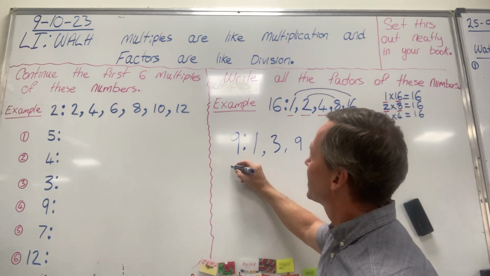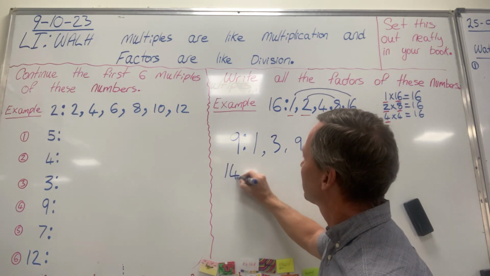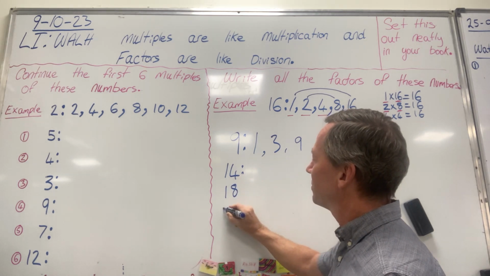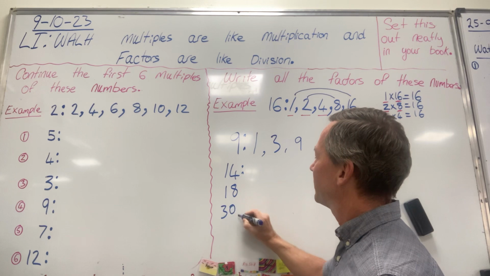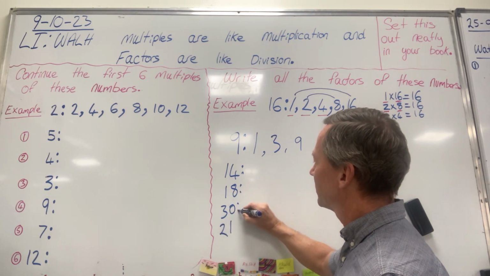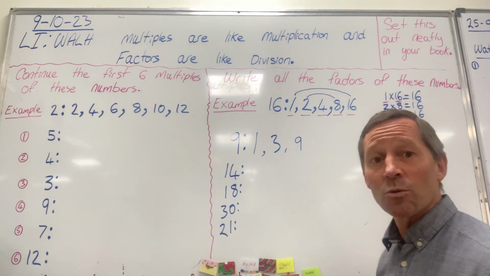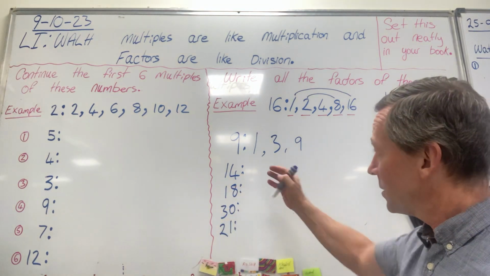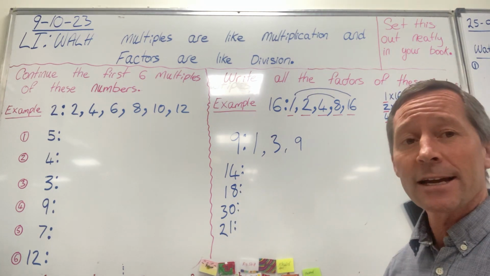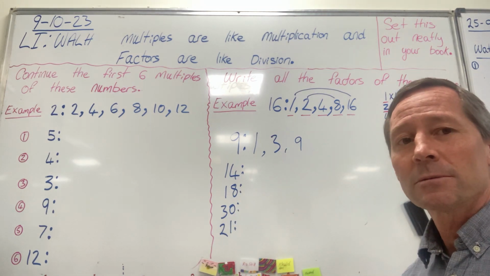So these are the ones I'm going to give you. Let's go with 14, 18, 30, and 21. Okay, so write all the factors of these 4 numbers. Got some clues, you can watch the video again. Good luck to you and your family.